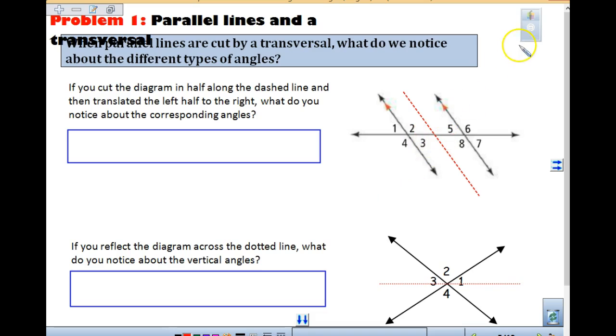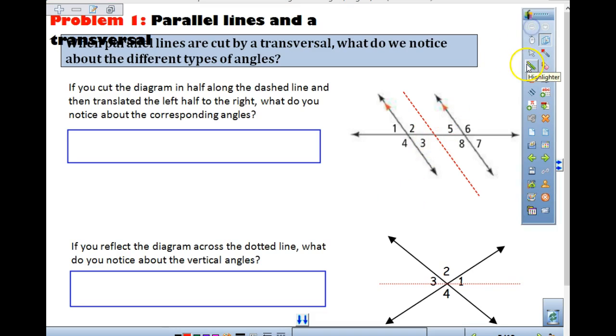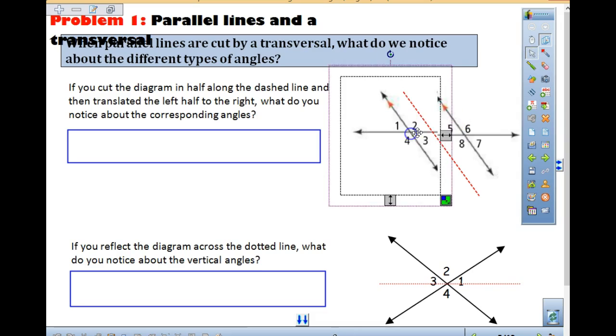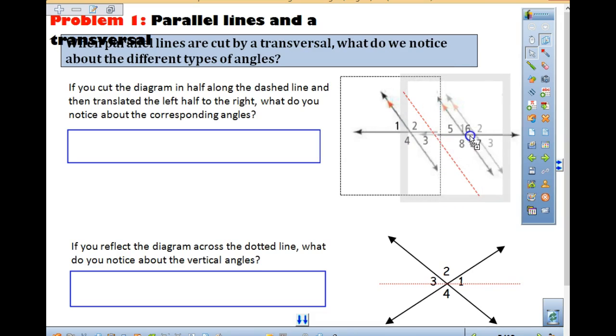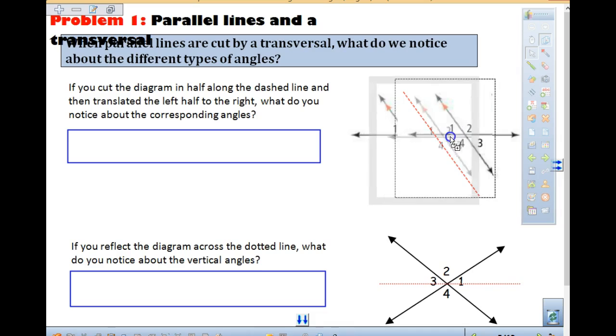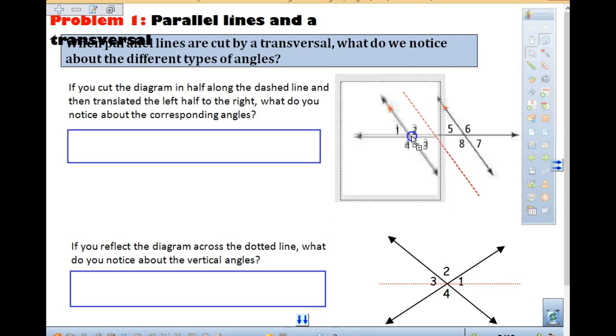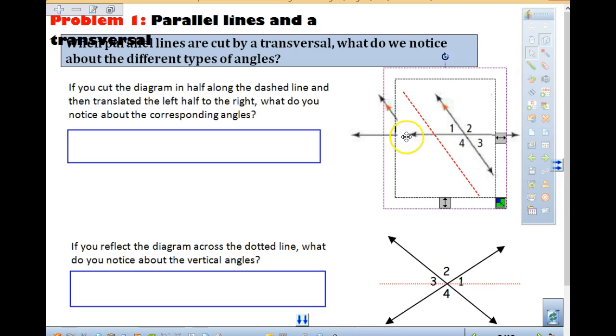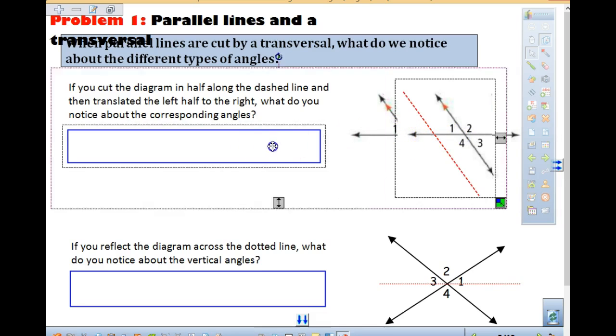So, if I look at this picture, what I'm going to do is move this. I'm going to cut it, and if I was going to move, which ones do we notice should be, if I line those up, can you see how those are going to be exactly the same? So when I take this line and I move it, I can see that my corresponding angles are exactly the same, right? That's key to what we are looking at here.